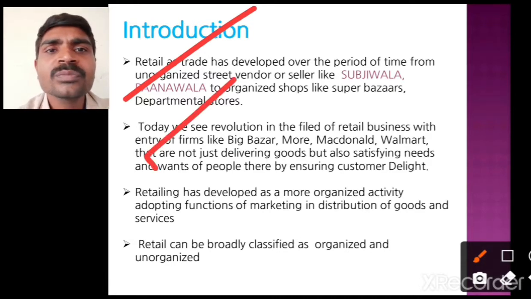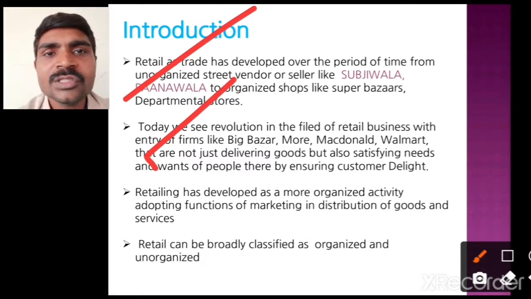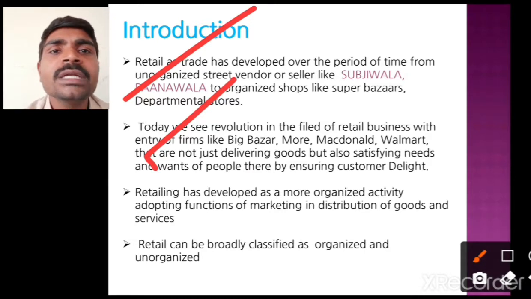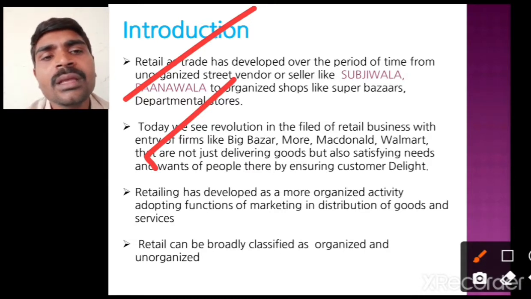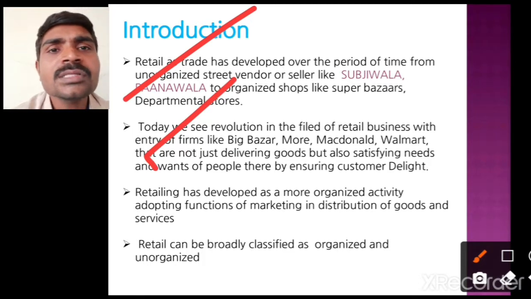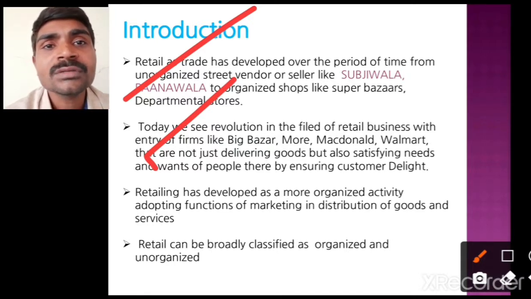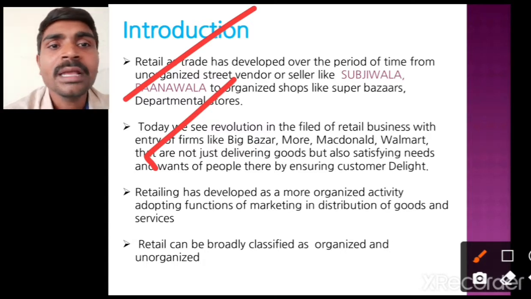The third point is retail development and formatting. Retailing has developed as a more organized activity. See, in retailing, once you enter into the DMart or the supermarket or More, everything is developed, organized and systematic. They are functioning in the marketing and distribution of goods and services. Actually, retailing means selling the goods and services, supplying the goods and services. But today they are not only selling the goods and services, they are providing them in a systematic, organized manner, and also functioning like marketing in distribution of goods.